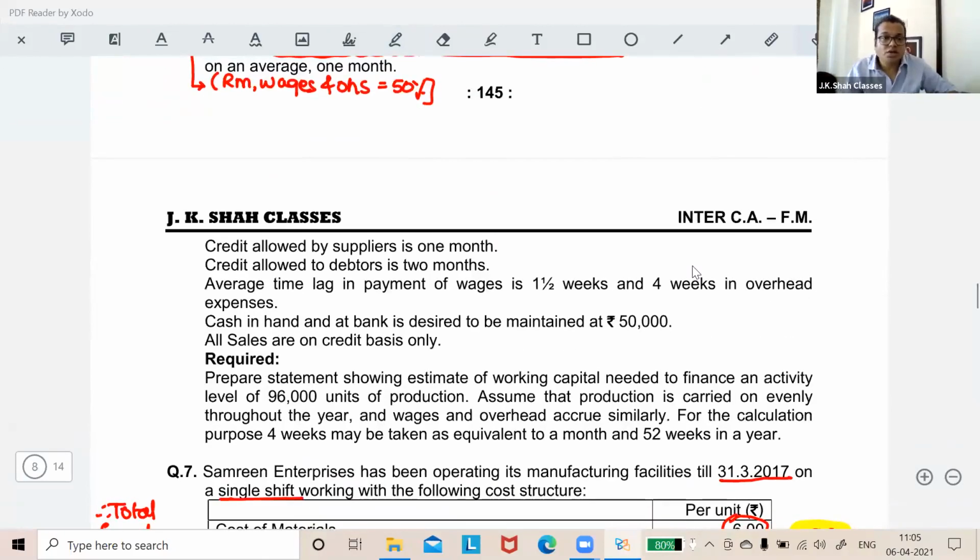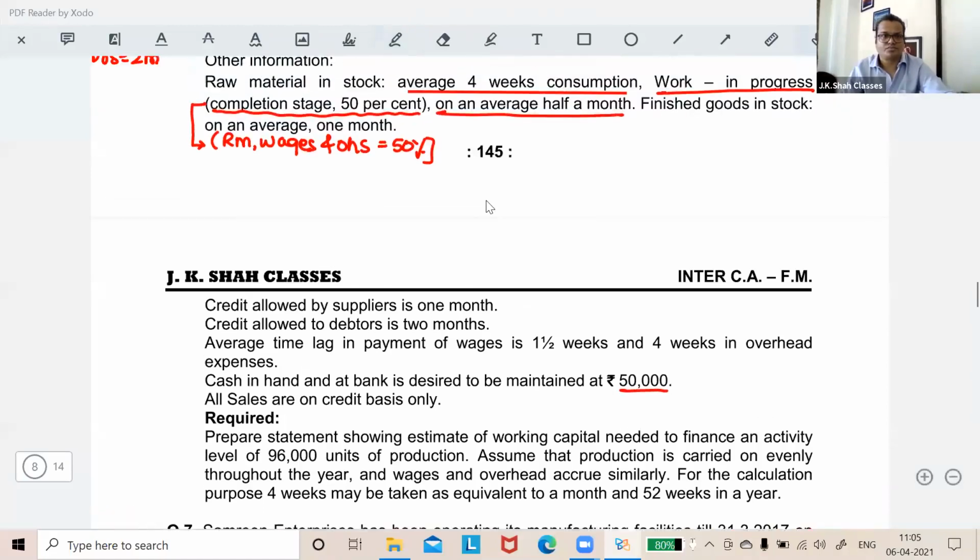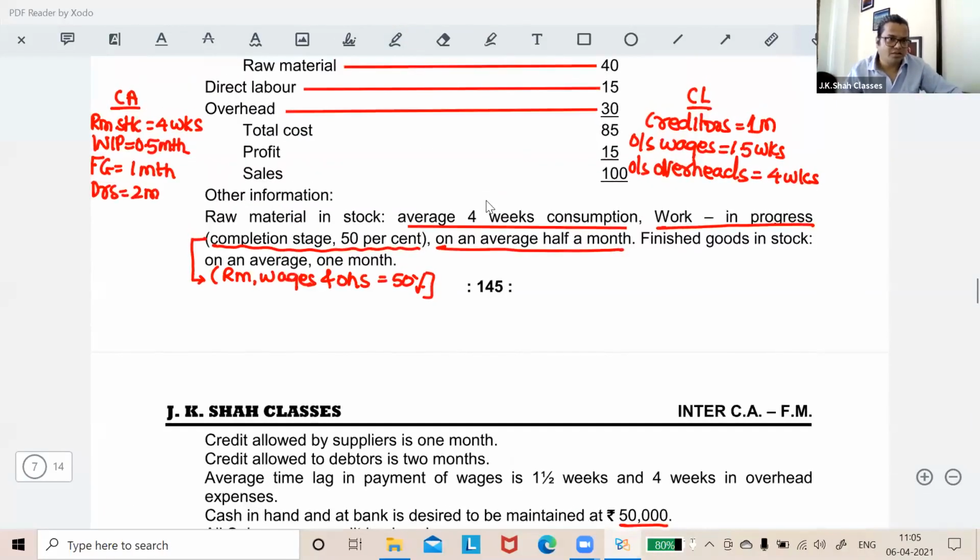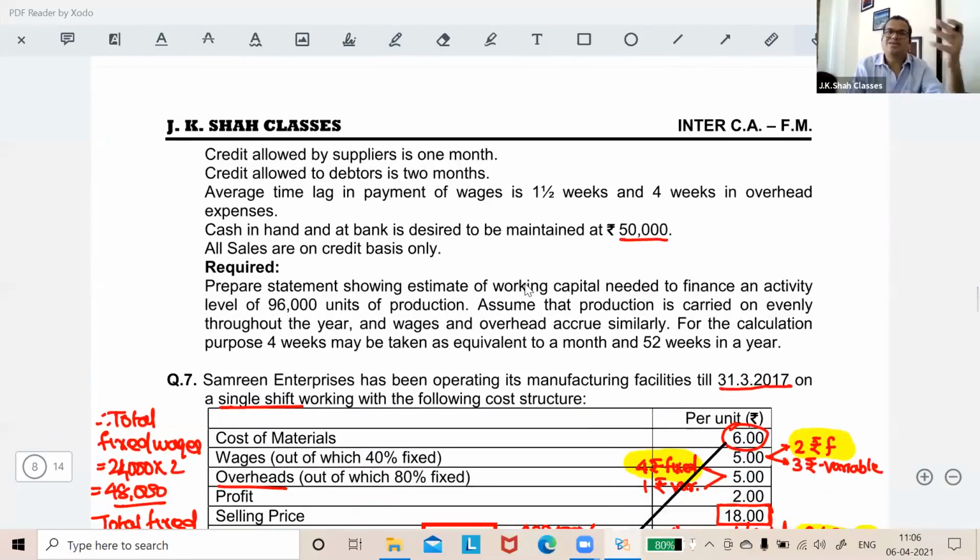We are told cash to be maintained is how much? 50,000. Okay, so here we'll write cash 50,000. And then, all sales are on credit.